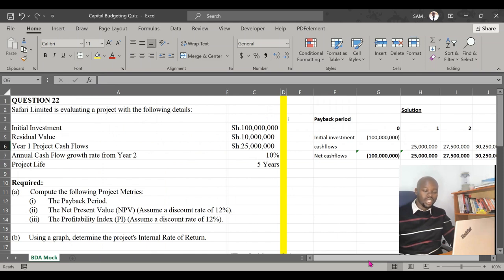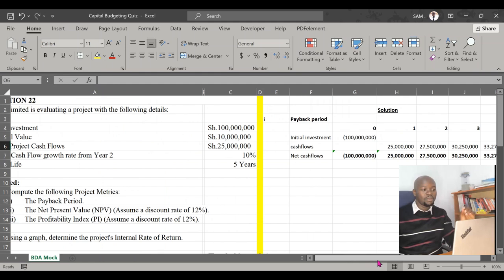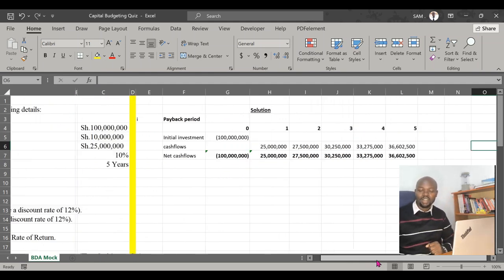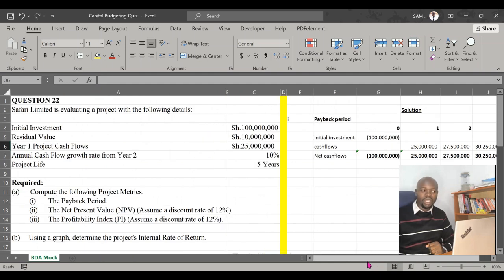So with our net cash flows, I would want us to compute the payback period. How do we compute the payback period? From the knowledge in advanced financial management and financial management at intermediate level, you know payback period means the period it will take you to recover your initial investment. How long will you take to get back what you've invested? In this case, this investor has invested 100 million.